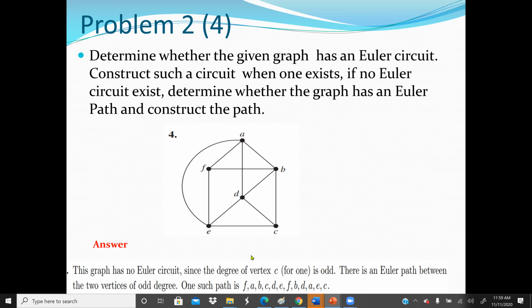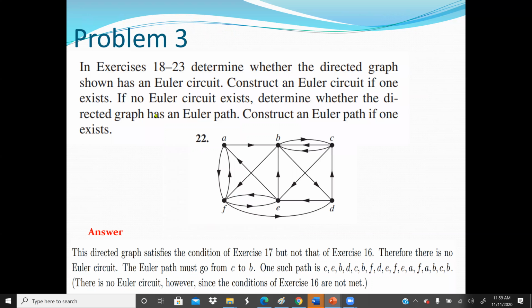So that would be our path. Then problem 3 said, in exercise 22, let's assume this is 22. Again, this is a question from our course textbook. We have to answer the questions from 18 to 23, but I chose only 22.